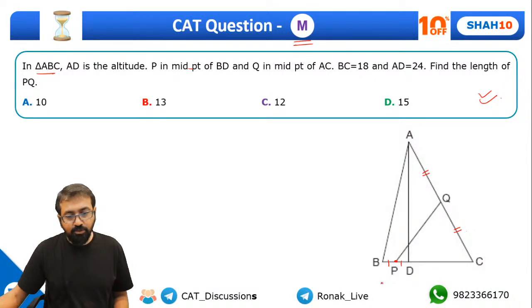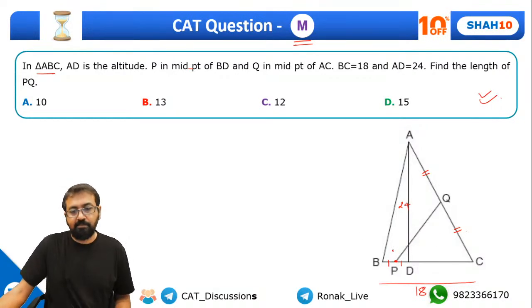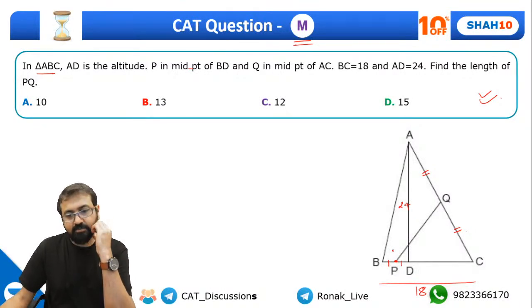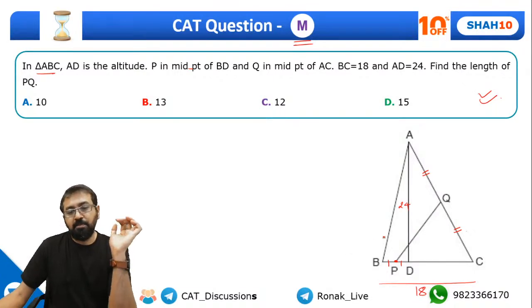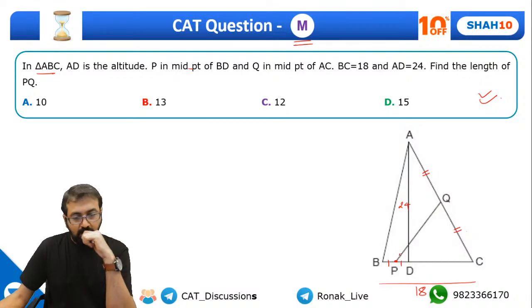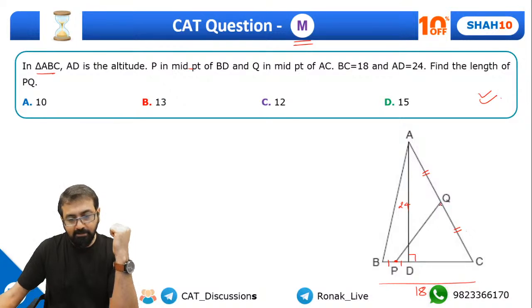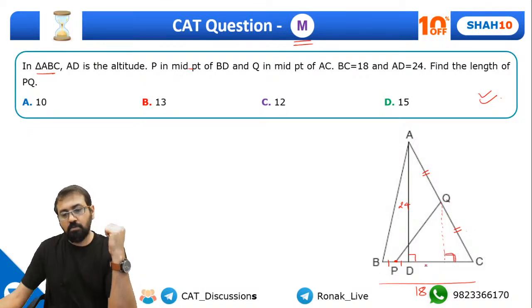BC is given as 18 units, so this complete side is 18 units. AD is given as 24 units, and we need to find out the PQ length. So yeah, how will we do it? As PQ is at a very awkward position, but AD is perpendicular. So let me give you a hint. Drop a perpendicular from Q to this BC. Okay.